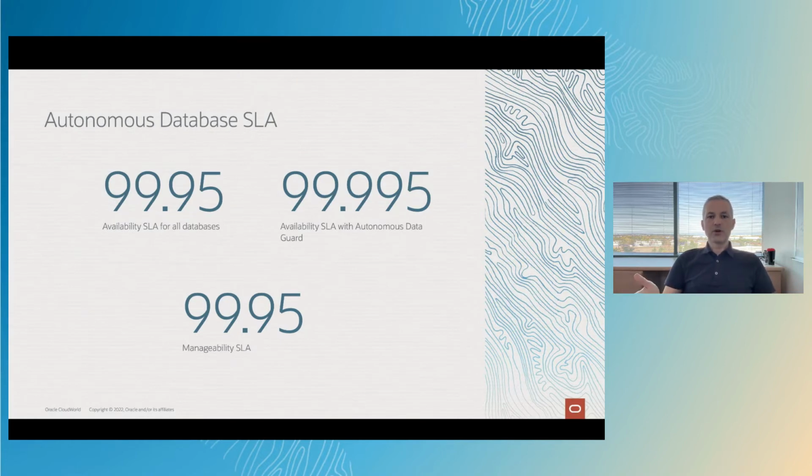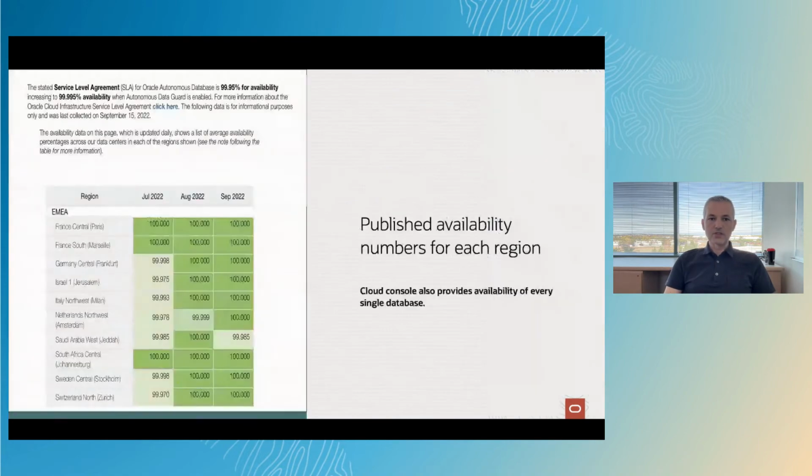Autonomous Database also provides a manageability SLA of 99.95, which means all the API requests you submit to the Oracle Cloud for doing things on your Autonomous Database, like starting it, stopping it, all these API calls will succeed based on the manageability SLA that we provide, as I mentioned. So we really trust Autonomous Database availability, and the numbers show it.